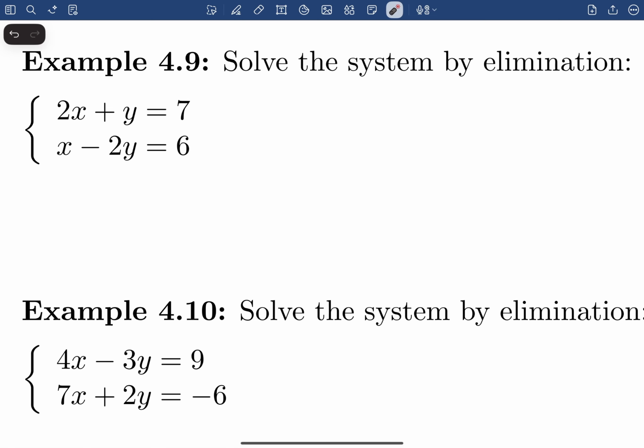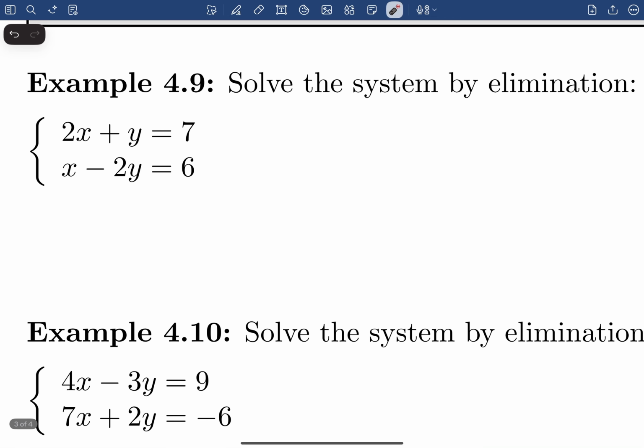Okay, here I go. So the goal is to make it so that one of the variables has the same coefficient with opposite sign. So if I see 2x, I would want to get negative 2x. Or if I see y, I could make something else negative y. Okay, so you've got to think for a second, and then you realize you could multiply the equations by anything you want to, and it's the same equation.